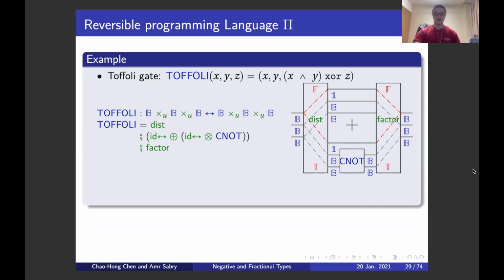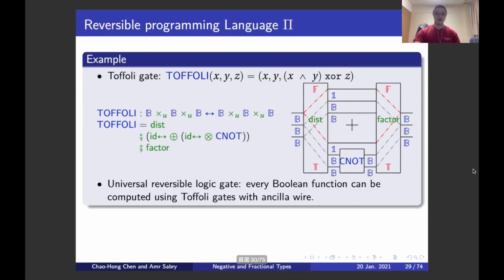And then using this structure, if we iterate this structure again, we can obtain the Toffoli gate. And since the Toffoli gate is a universal reversible logic gate, every Boolean function can be computed using the Toffoli gate with ancilla wires. So even though Pi looks like a very simple language, it's quite powerful, and just a small fraction of it can basically compute every Boolean function.